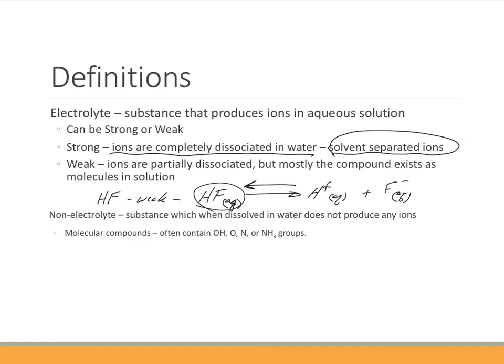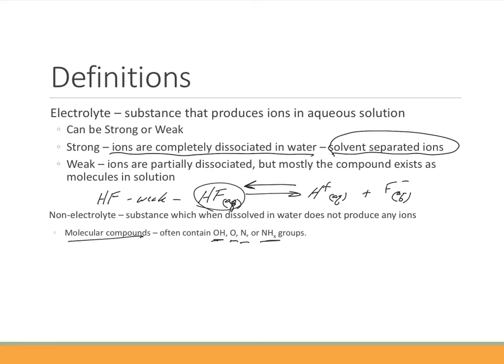Additionally, you may have non-electrolytes. These are substances that, when dissolved in water, do not produce any ions. These are often molecular compounds, which contain OH, oxygen, nitrogen, or NHX groups. NHX is just a generic term for the amino group, with X being a number 1 or 2 or possibly 3 even.